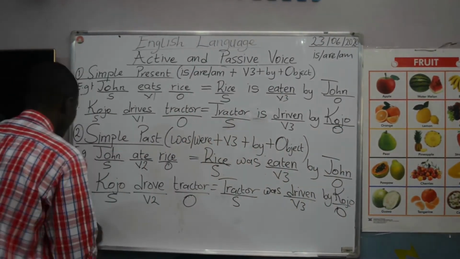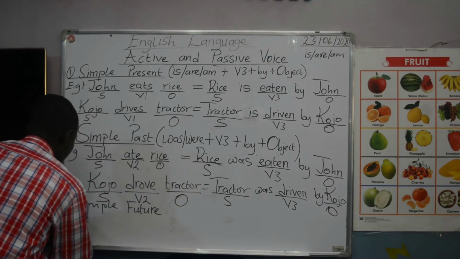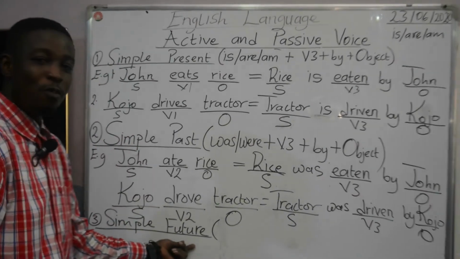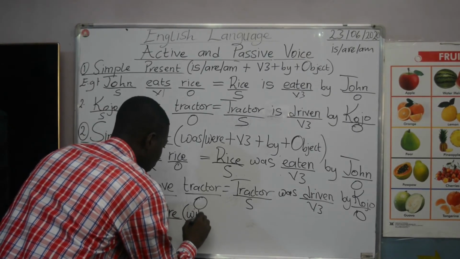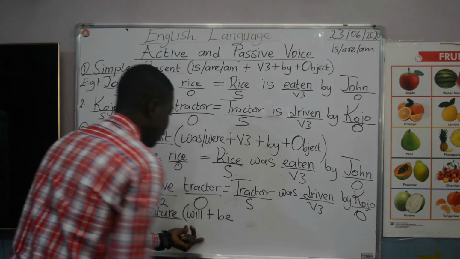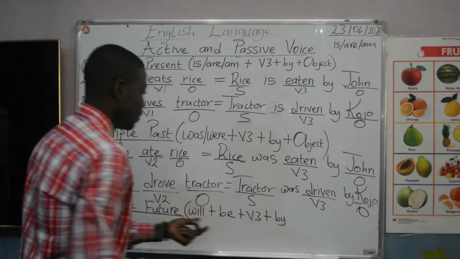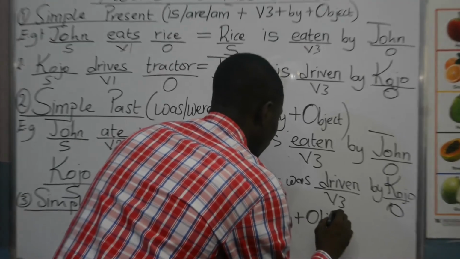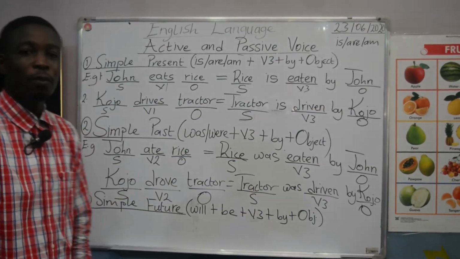The last but not the least for this episode is the simple future. I remember one student said futuri instead of future. Futuri. All right, so the rule for simple future. Here we have will plus be plus V3 plus by plus object. Will plus be plus V3 plus by plus object. This is the rule for the simple future tense.